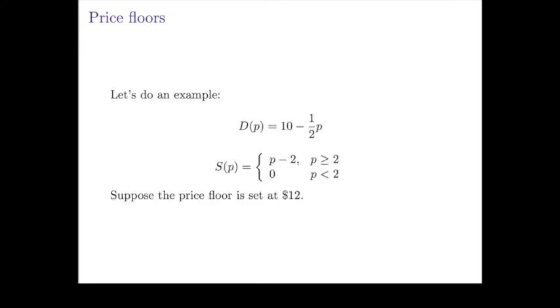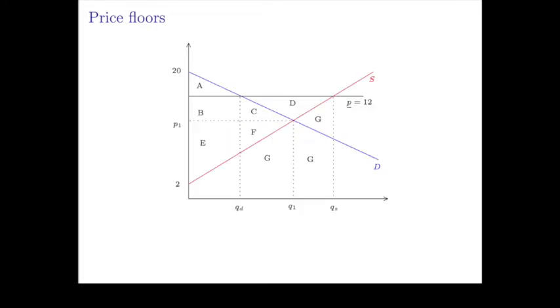Let's do an example. Let's suppose we have a demand function. So D of p is 10 minus a half p. And we have a supply function, which is there's 0 units supplied at any price less than 2, and at the prices 2 and higher, it's p minus 2. And let's suppose the price floor is at $12. We'll do the same thing. We'll look at what happens before and after the price floor is implemented.